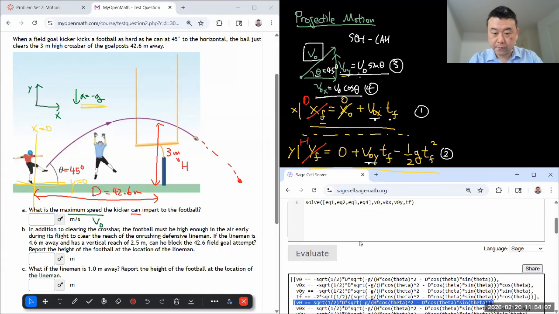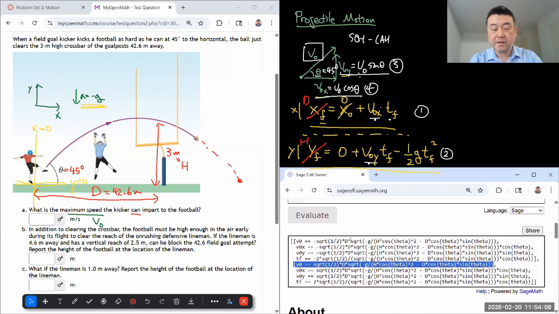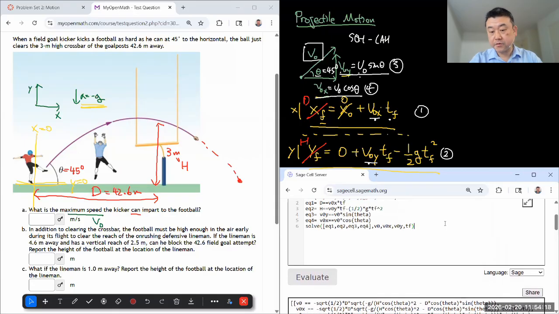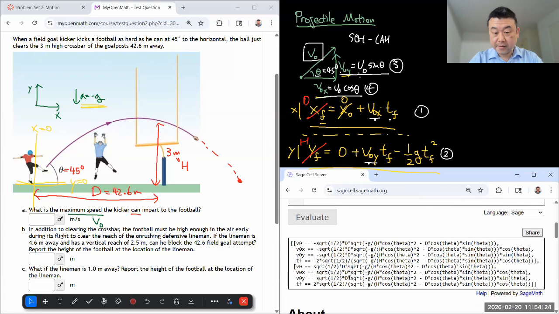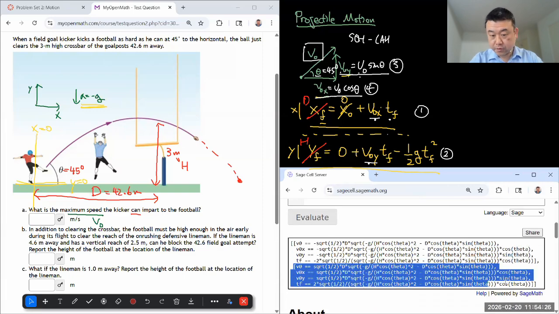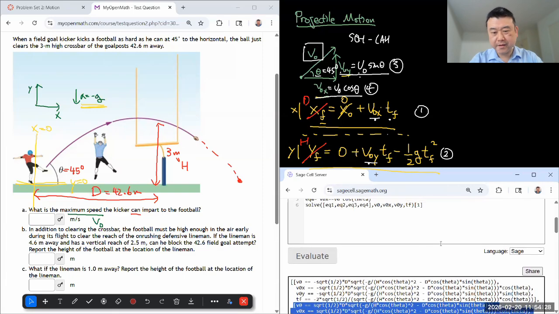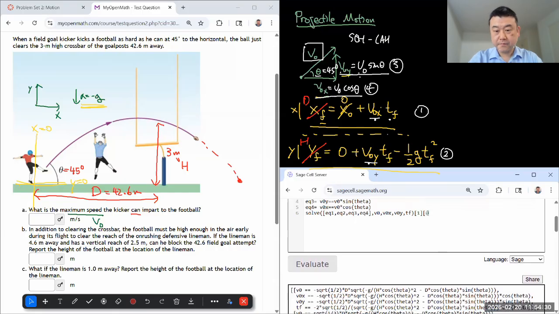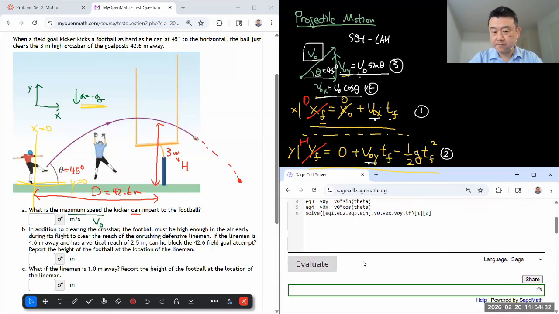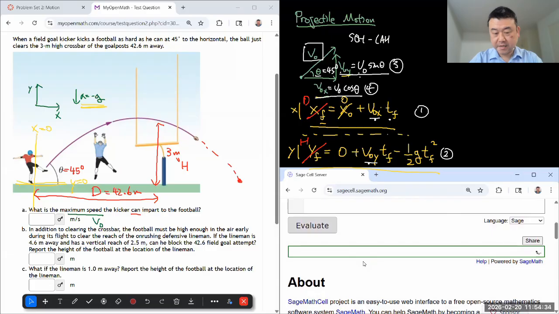SageMath, out of the solve function, gives me the solution in like a list of lists. So this is the inner list here. That's the second element of the outer list. So after solving, I'm looking at the second element. It's 0-based index, so 1 is the second element. And that'll give me this entire set of solutions. I just want the first one. That's my v naught. So that should just give me the v naught, the second solution.